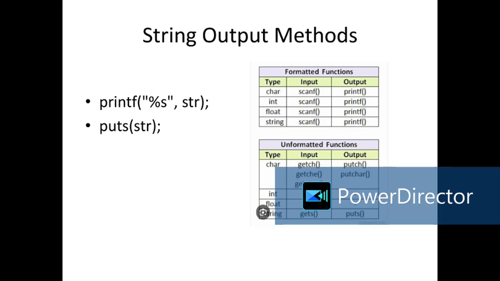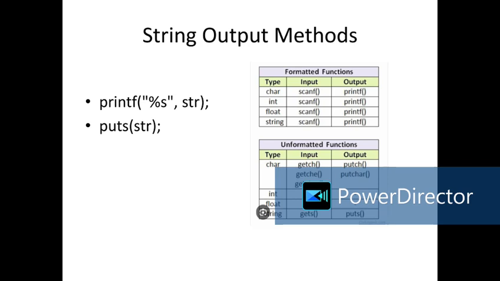Second one, using puts. This second method is the puts function. char message[] = "Welcome to C programming"; puts(message); This will output the entire string followed by a newline character automatically. In contrast to printf, puts is simpler. It does not require a format specifier and it always ends with a newline.